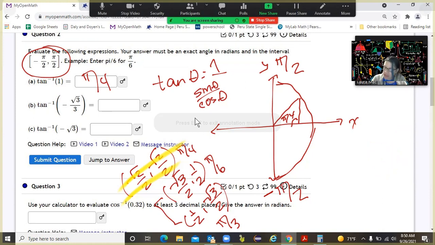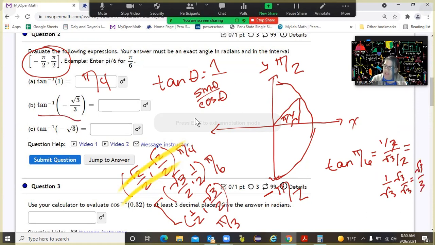Let's just check it out. If I did the tangent for pi over 6, that would be sine over cosine, which would be 1 over root 3. And so when you rationalize that, you would get root 3 over 3. So it turns out that this one is going to be your pi over 6, but notice it's negative, which means we need to be down here in the 4th quadrant.